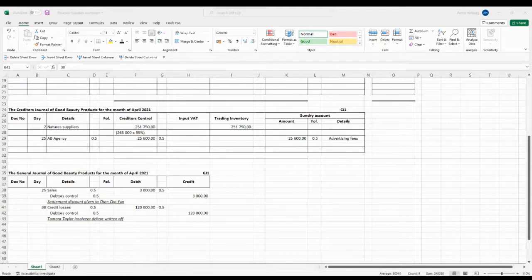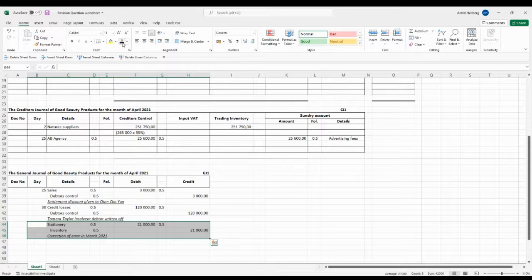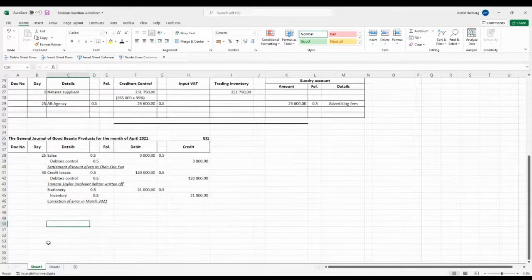And then the last thing is we realized we made an error that we also correct here. Instead of the stationery we've purchased, we took it to inventory instead of stationery. So we have to reduce our inventory balance and we have to increase our stationery balance to correct the error that happened in March.